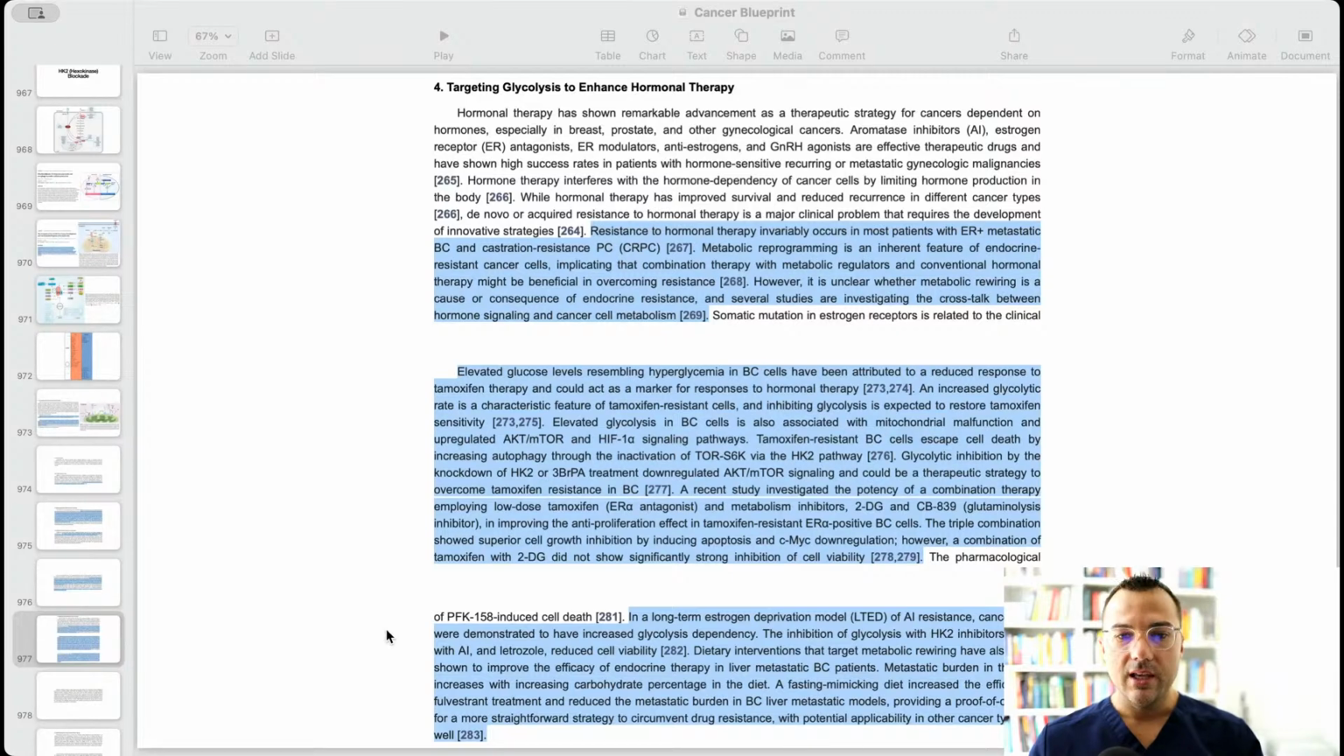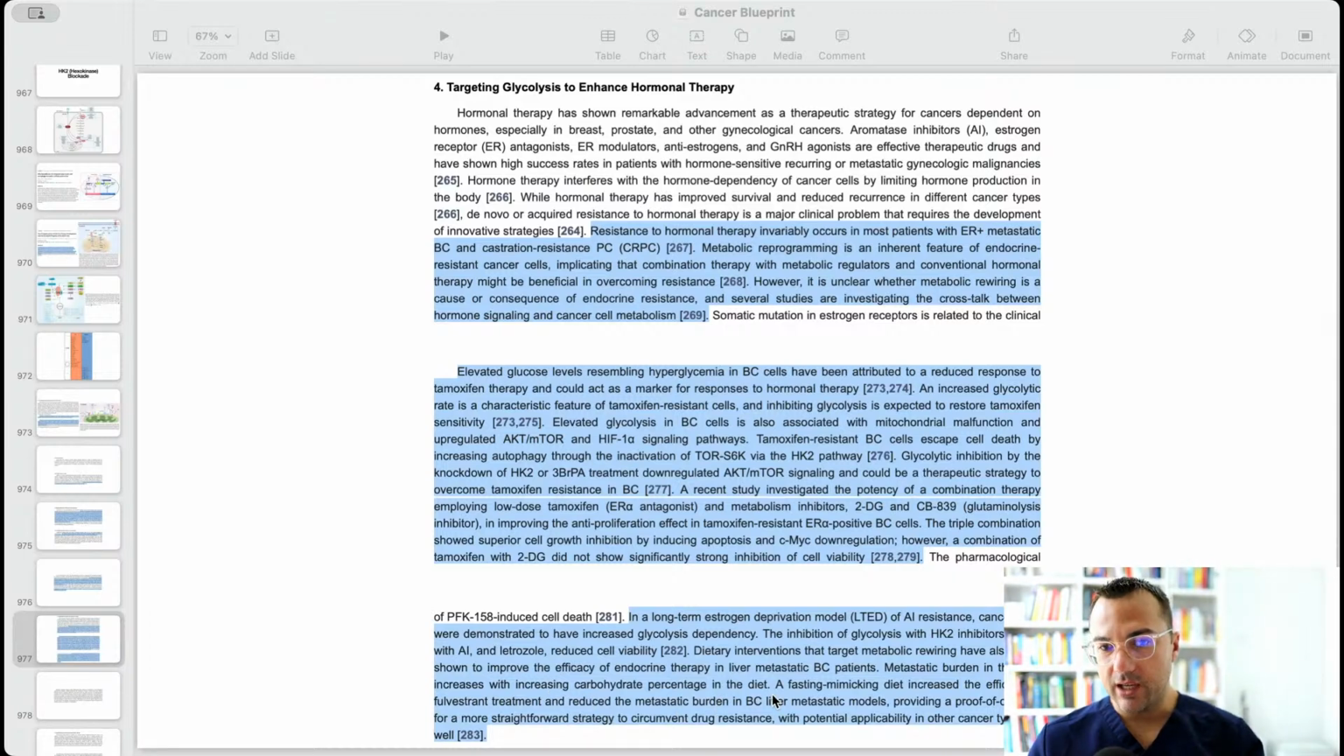Dietary interventions that target metabolic rewiring have also been shown to affect endocrine therapy in metastatic breast cancer. Basically, metastatic breast cancer patients with liver metastases. Metastatic burden of the liver increases with increasing carbohydrate percentage in the diet. Ding, ding, ding, right? Like the more carbs you put in the diet, the more metastases you have in the liver. Clearly, we're feeding the cancer with carbohydrates. The metastatic burden of the liver increases with increasing carbohydrate percentage of the diet.